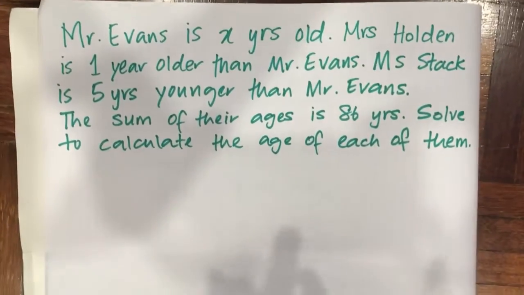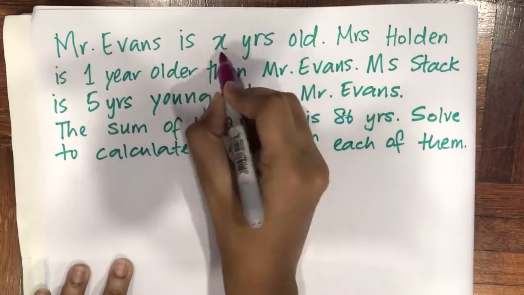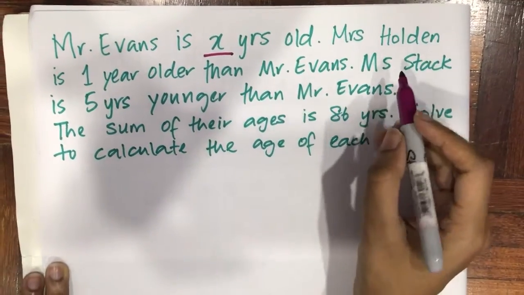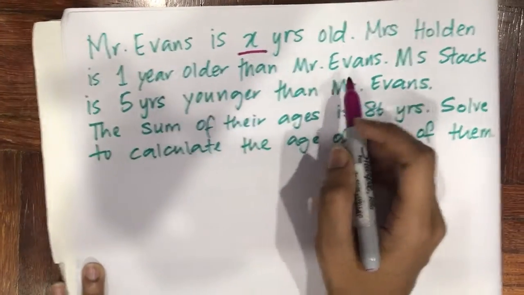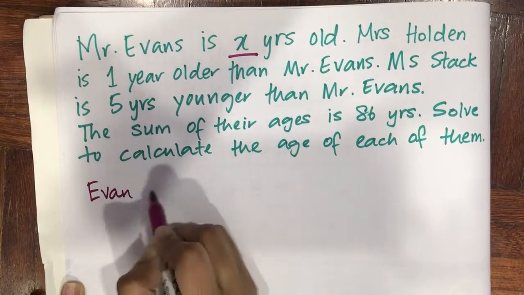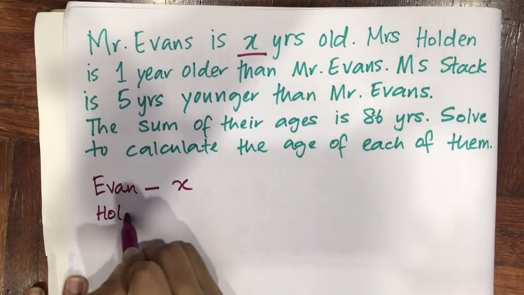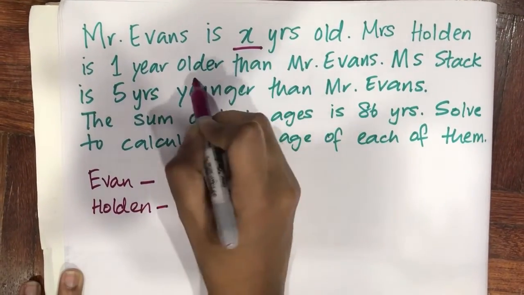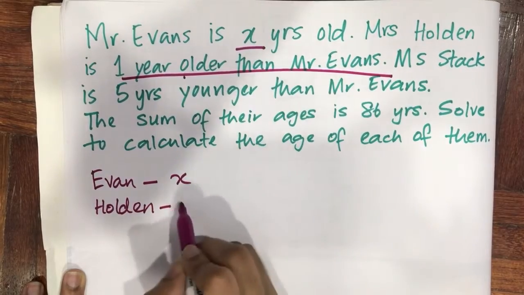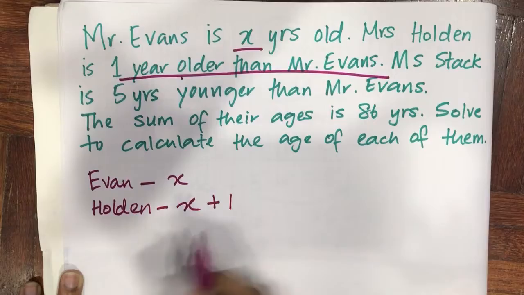Okay. Mr. Evans is x years old, so they've given you the unknown here. Mrs. Holden is 1 year older than Mr. Evans. So I'm going to write Evans is x years old. Mrs. Holden is 1 year older than Mr. Evans. So 1 year older means Evans is x, so Holden will be x plus 1.